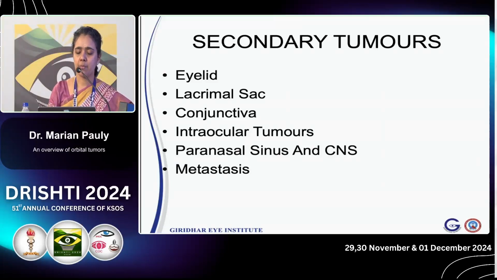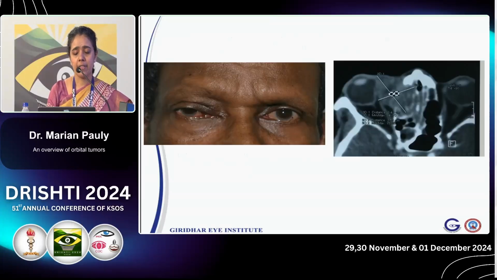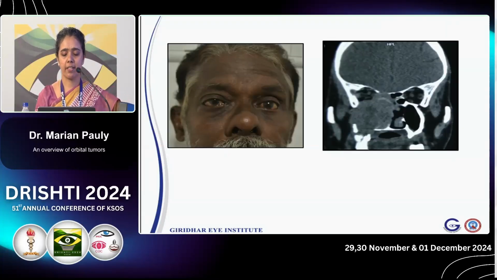Coming to secondary tumors, they can come from the eyelid, sac, conjunctiva, then intraocular tumors with extension to the orbit, paranasal sinuses, and metastasis. Once you diagnose, it's easy to treat. In fact, this patient was treated as scleritis, but if you look carefully, there was a globe displacement laterally. So you can see the scan showed it's a malignancy involving the paranasal sinus. So this patient also had very subtle findings only.